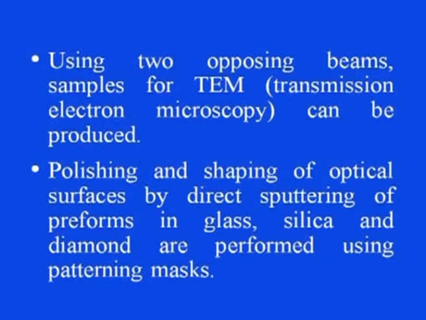Using two opposing beams, samples for transmission electron microscopy can be produced. This is a very critical application because the sample preparation for the transmission electron microscope is a critical job which needs very thin samples to be prepared. Polishing and shaping of optical surfaces by direct sputtering of preforms in glass, silica and diamond can be performed using patterning masks.